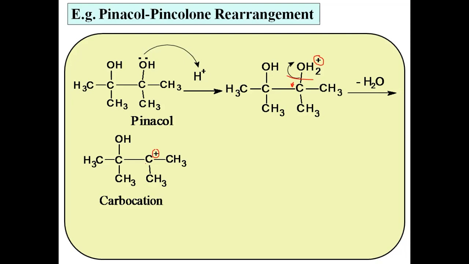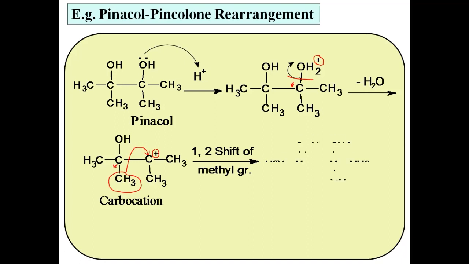Now this carbocation further undergoes a rearrangement reaction. Here this methyl group migrates from this one carbon to another carbon. It migrates towards the electron deficient carbon. This is called a 1,2 shift of the methyl group. And now this carbon acquires a positive charge. आता या पहिल्या कार्बन वरती पॉझिटिव्ह चार्ज येतो. Here this is the positive charge. Okay, and this is the migrated methyl group.